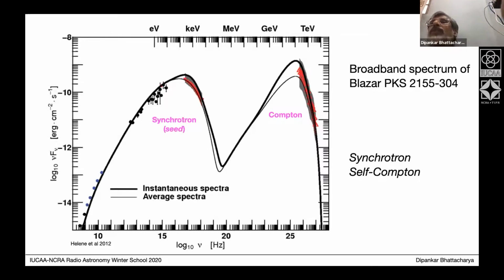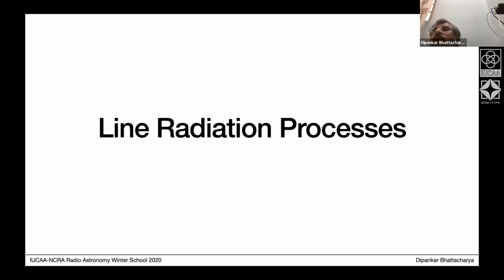And this is actually an observed spectrum of one of the blazar sources, which is also a very strong radio emitter. So I will leave the continuum radiation processes there. I'll go to line radiation processes now.